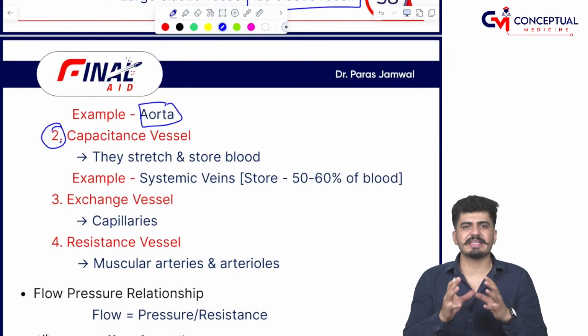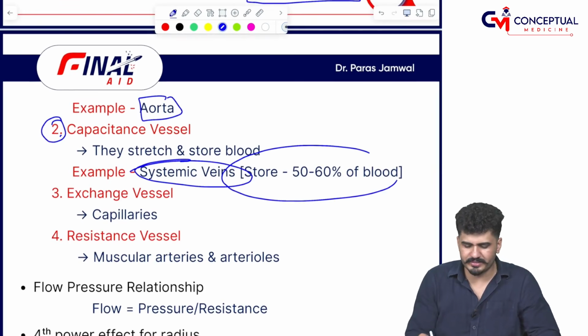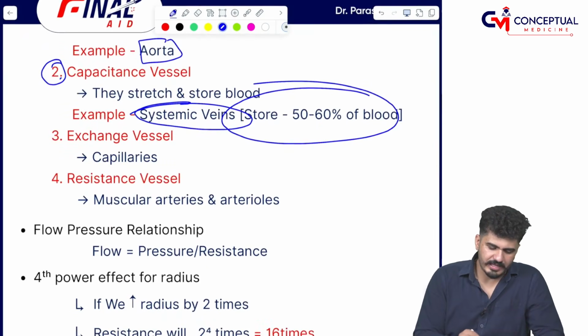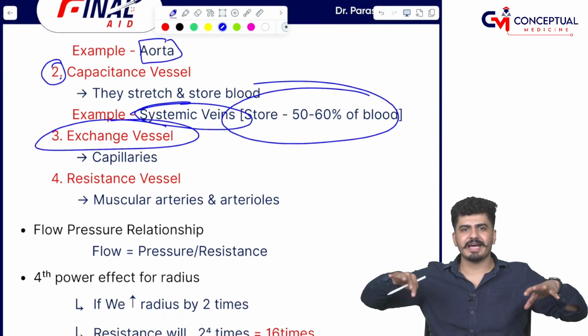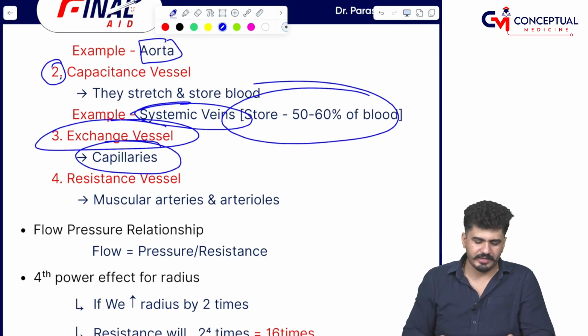Capacitance vessels means they are storing the blood. So maximum it is with the systemic veins. How much are they storing? It is 50 to 60% of the blood, my dear friends. Who is exchanging? Because they have the maximum cross-sectional area, none other than your capillaries.